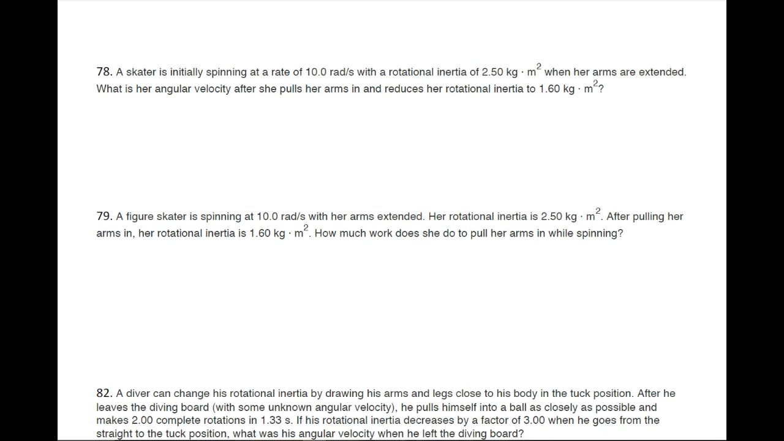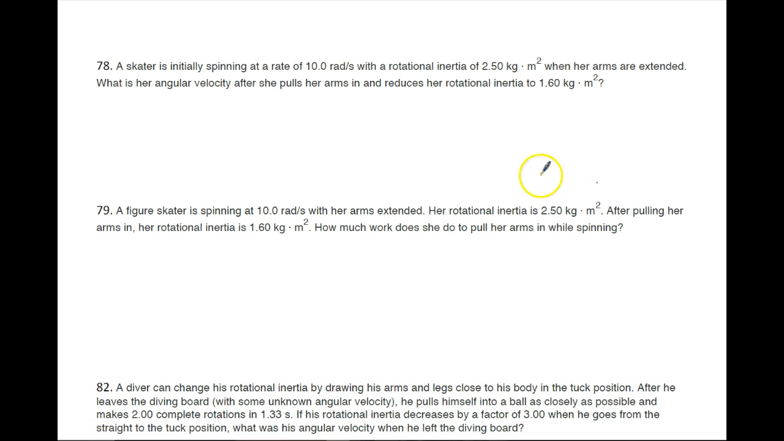This is number 78. We have a skater initially spinning at a rate of 10 radians per second with a rotational inertia of somewhere around 2.5 kilograms times a meter squared when the arms are extended. What is her angular velocity? She pulls her arms in and reduces her rotational inertia to 1.6. So very similar to the last one that we did.